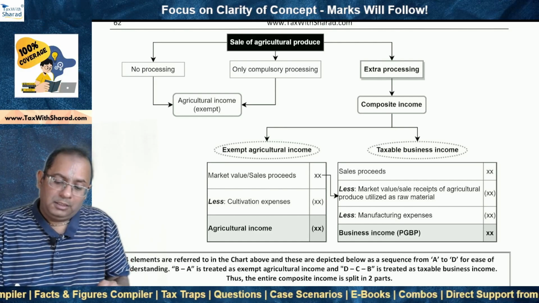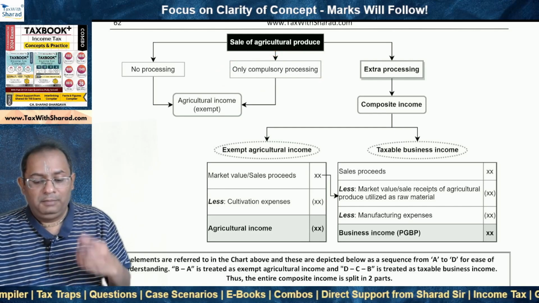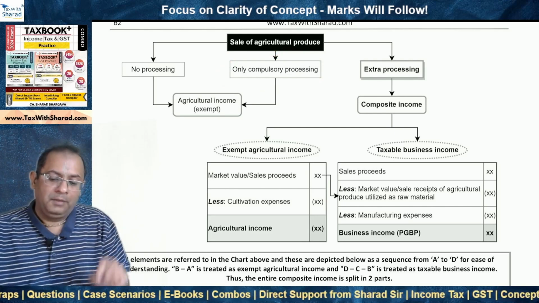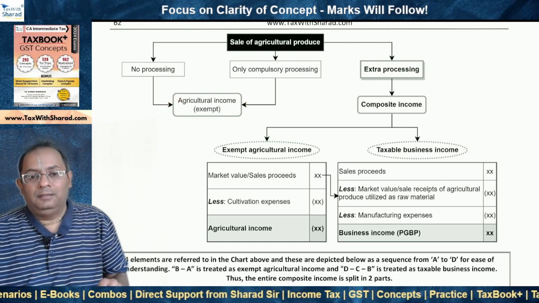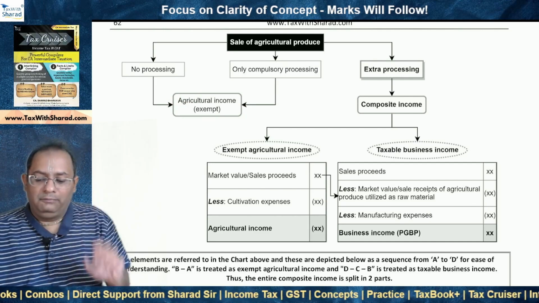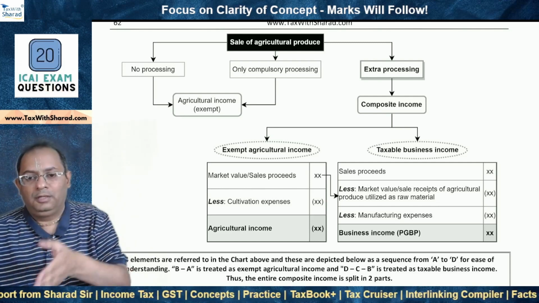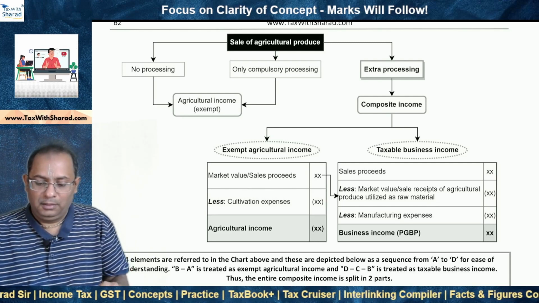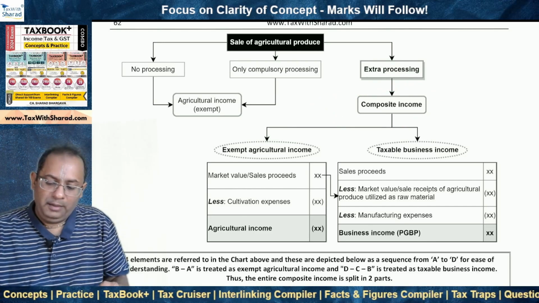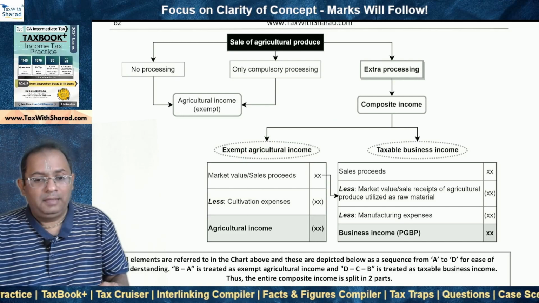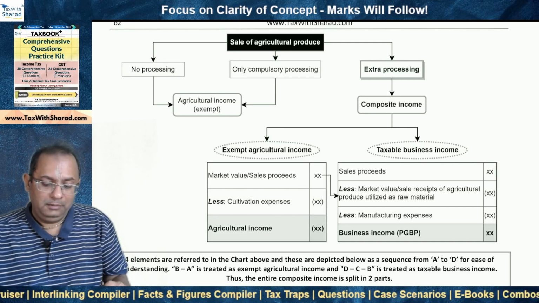So if the processes which are performed are only compulsory processes in nature, that means if only compulsory processing has been done, then also, as we discussed some time back, the whole of the income will be treated as exempt agricultural income. Composite income will arise when any extra processing is done. So you want to manufacture sugar from sugarcane and then you want to generate income by the sale of sugar. In that case, composite business income will arise, which will need to be apportioned as exempt agricultural income under section 10(1) and taxable business income, which will be taxable under the head PGBP.